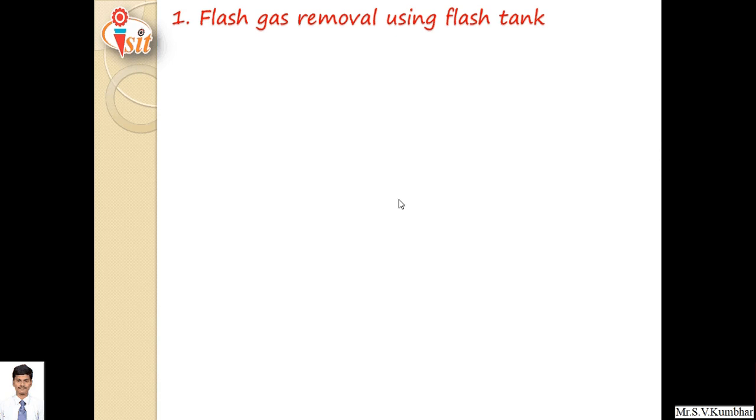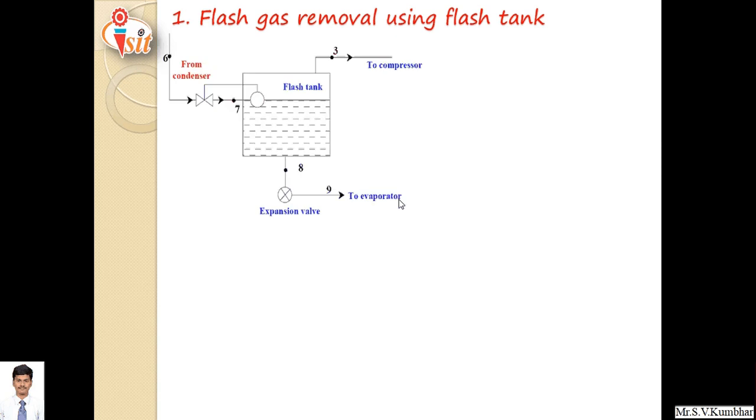So we will start with flash gas removal using flash tank. Now in this figure a flash tank is shown, and there are three different ways: first, to the compressor; second, through the expansion valve to the evaporator; and from the condenser. So 3, 6, 7, 8, 9.